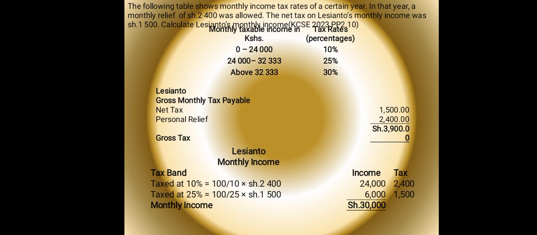Now, the monthly taxable income per bracket: the first bracket is taxed at 10%. The next bracket is taxed at 25%, and anything above 32,333 shillings is taxed at 30%. Now let's get ahead.